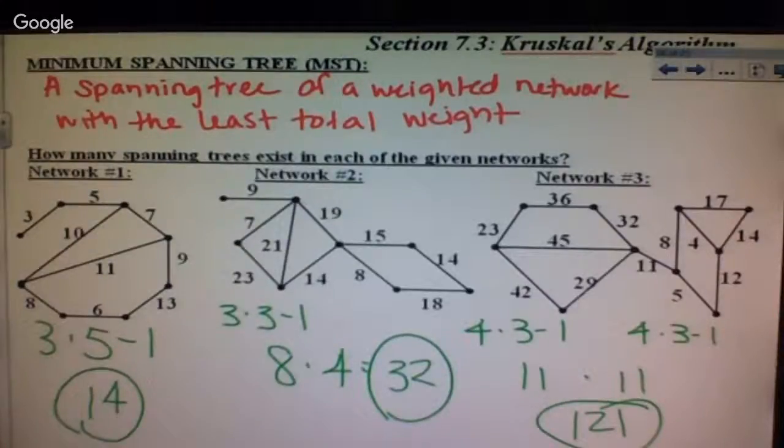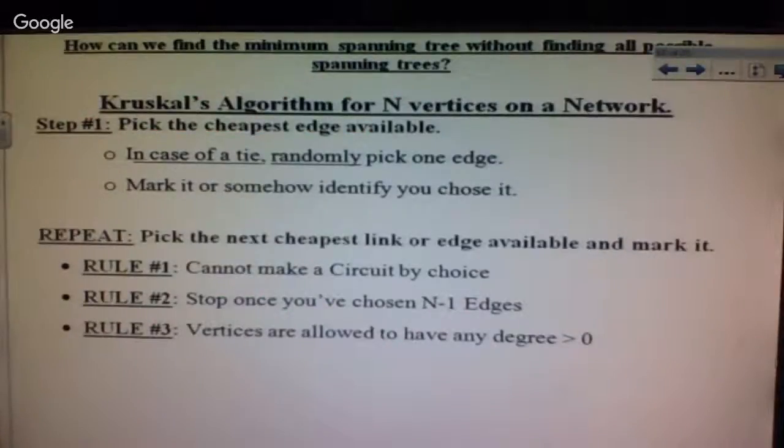Our job, though, is to find the smallest one possible. So we do something called Kruskal's algorithm. It's going to look very, very close to cheapest link. Kruskal's algorithm says pick the cheapest edge available. If there is a tie, you can pick whatever edge you want. You're going to highlight it, mark it. So this is basically cheapest link. You just find the smallest number, but we're just not doing circuits.